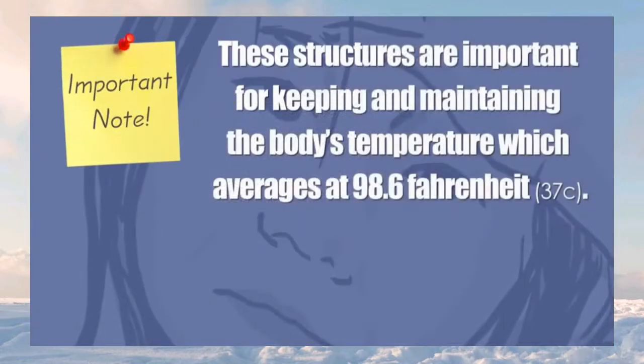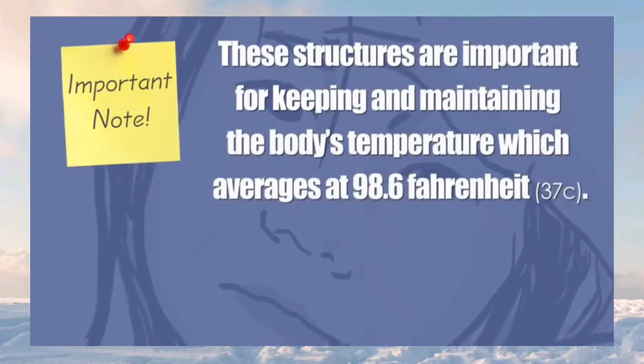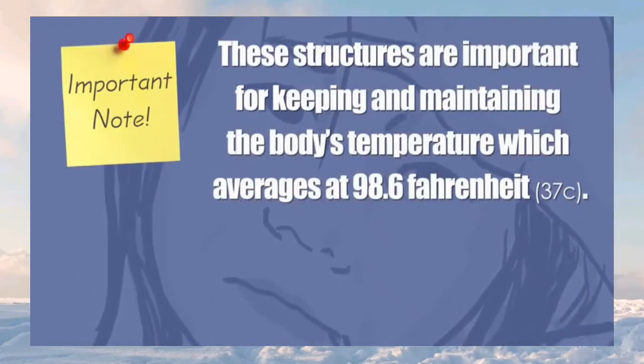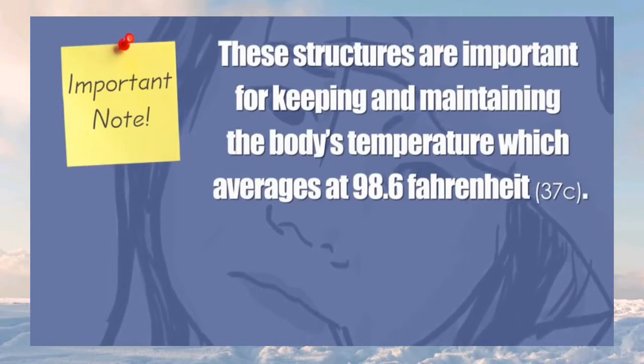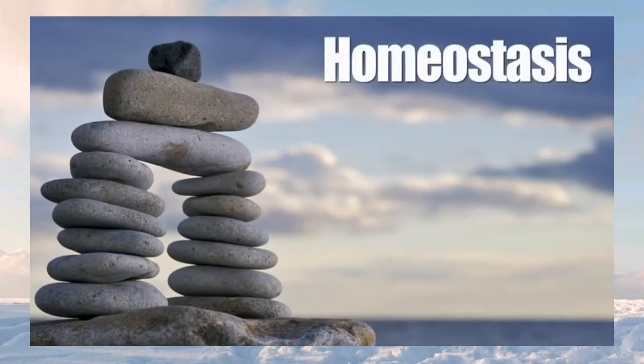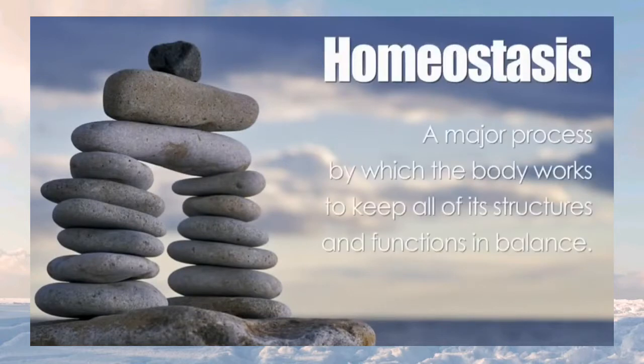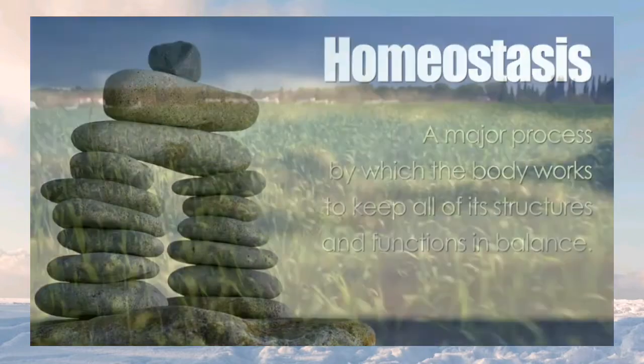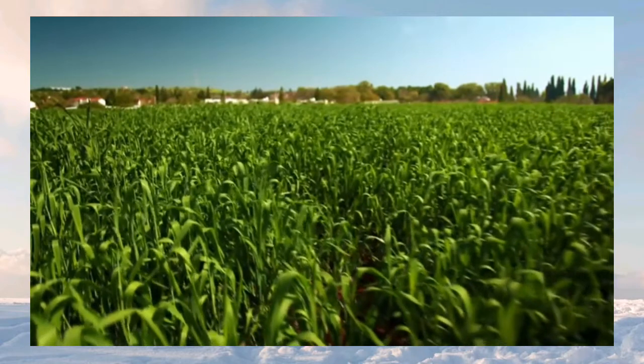These structures are important for keeping and maintaining the body's temperature, which averages at 98.6 degrees. This helps maintain the process of homeostasis. Homeostasis is a major process by which the body works to keep all of its structures and functions in balance. Another way of saying it would be to keep the body healthy.